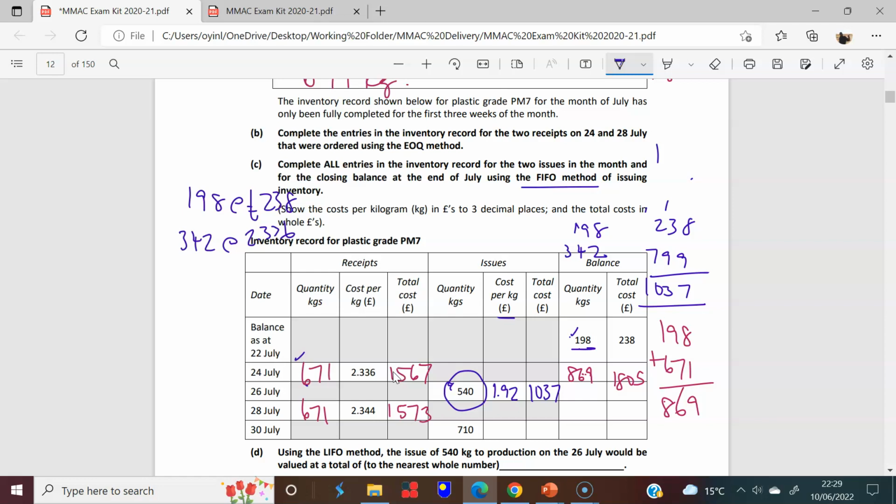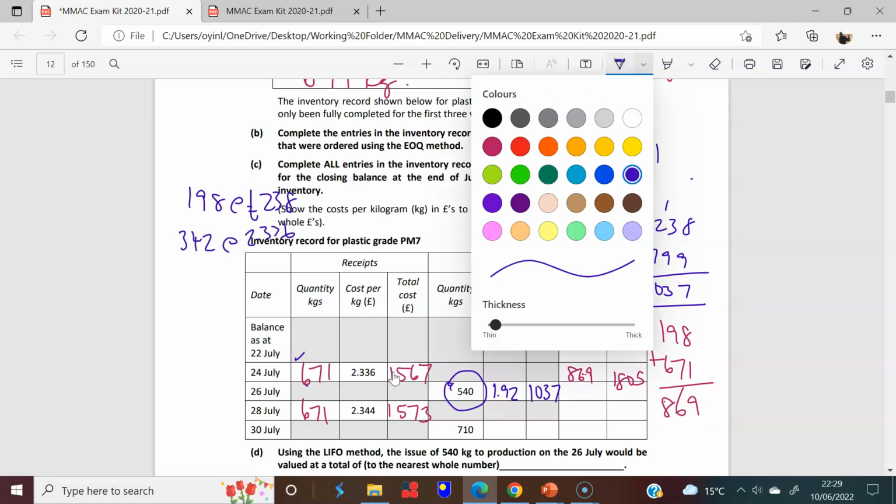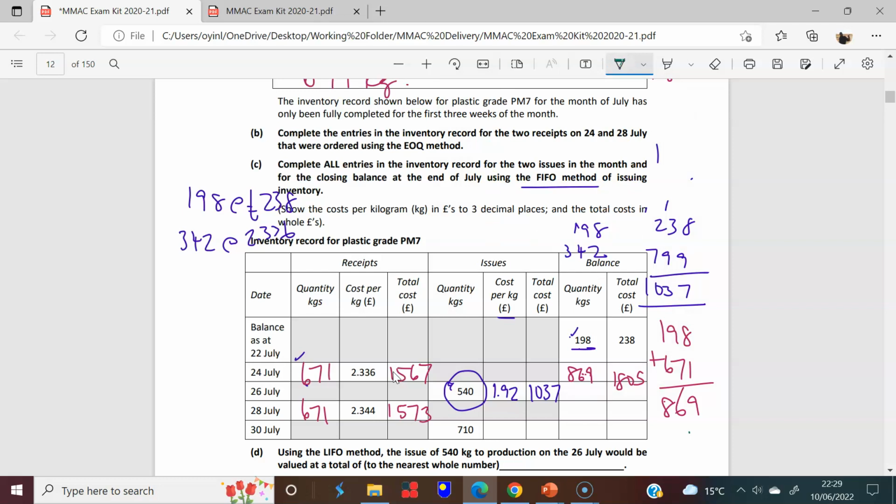So if I had 869 units before and I've released 540, then the question here is how many units do I have left? Well, I must have 869 minus 540, which is 329 left. Oops, sorry, 329, not 392. 329. And those, of course, will be at the £2.336 level, which is 768.54.